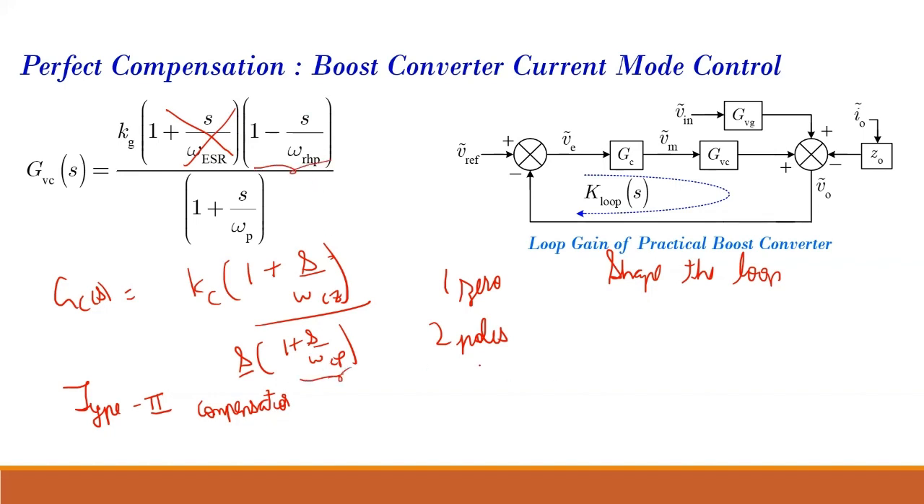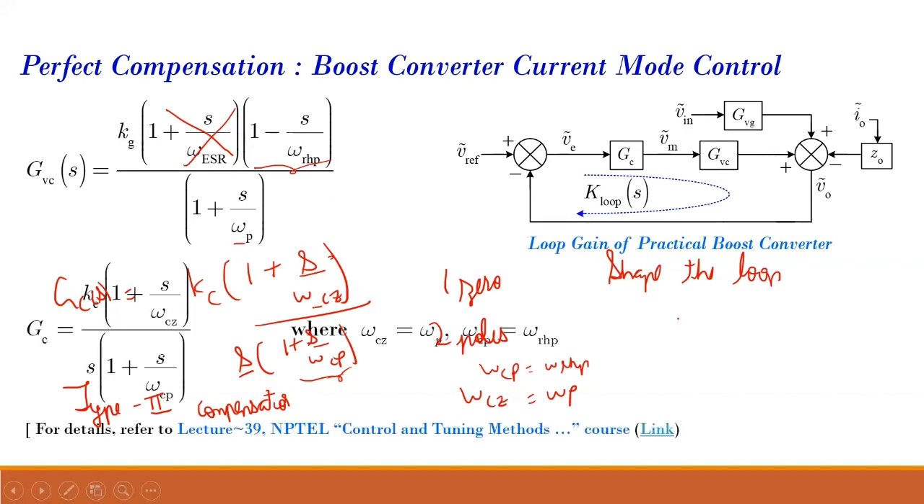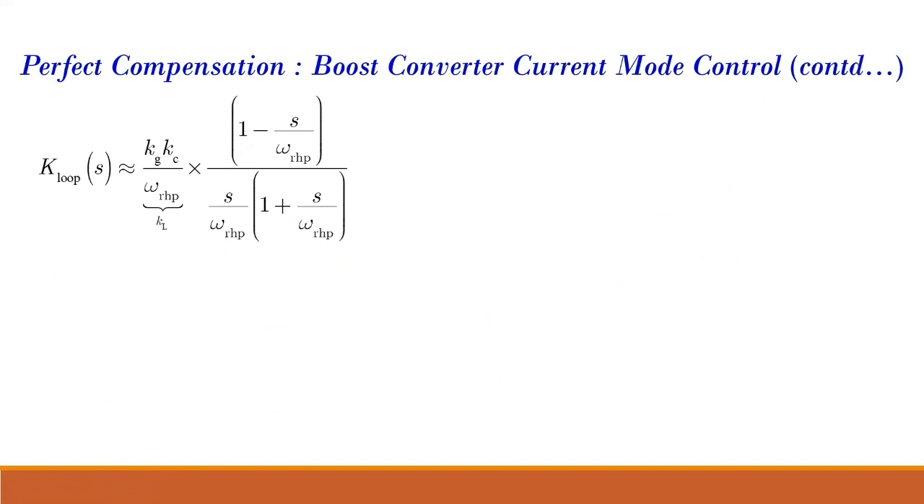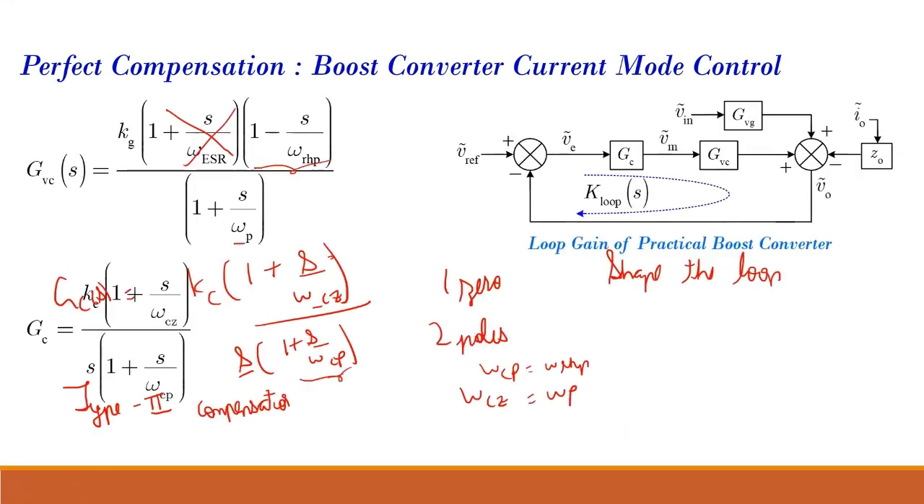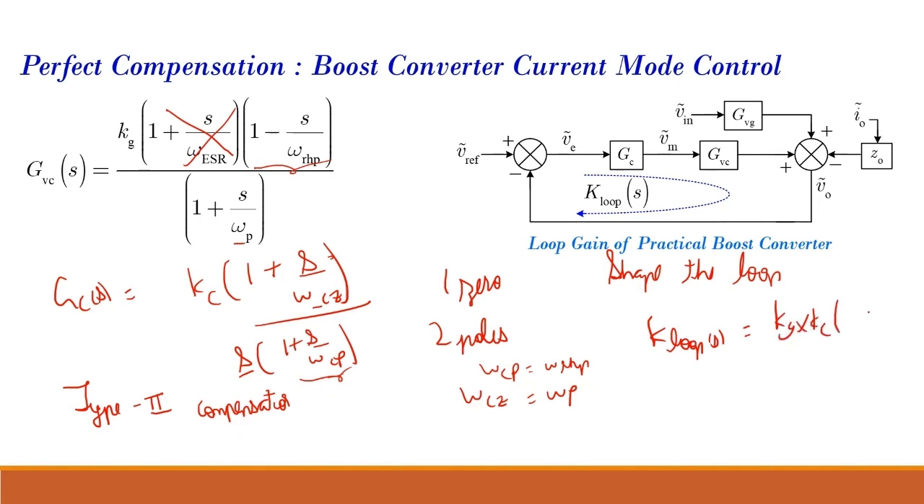We set the omega CP to be equal to omega RHP, the same way we did for a boost converter. What we do is we set omega CZ to be equal to omega P. So that occurs, what will happen is K loop of S equals Kg into Kc into 1 minus S upon omega RHP divided by S into 1 plus S upon omega RHP.